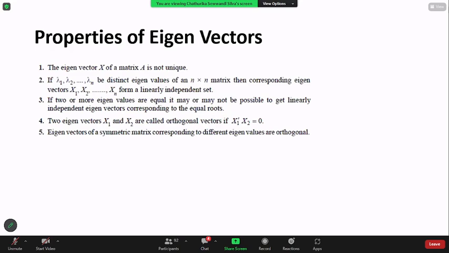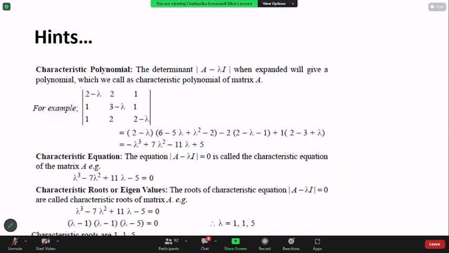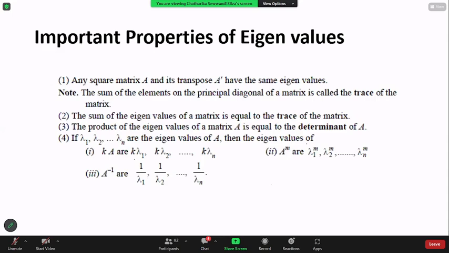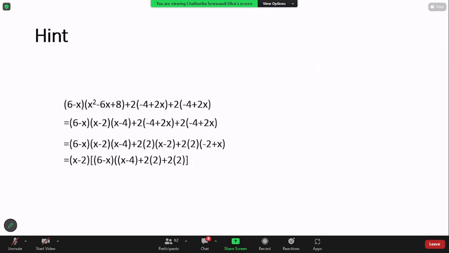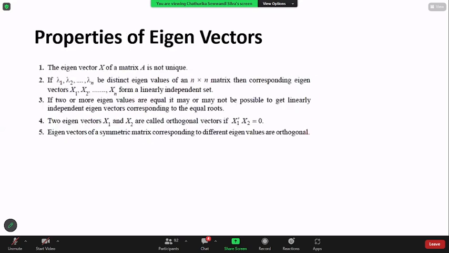And before going to that, there is another set of properties, the properties of eigenvectors. Initially, we learned about the properties of eigenvalues, but here we are going to learn about the properties of eigenvectors. First thing, the eigenvector x of matrix A is not unique.